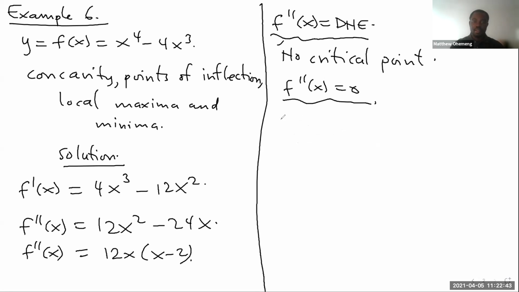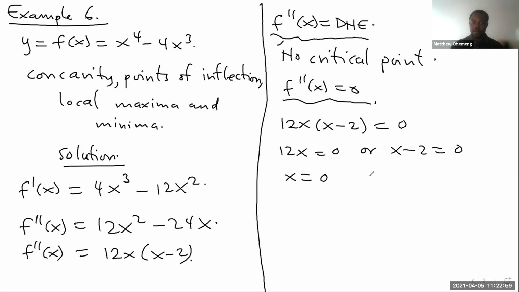For the second case, we just set F prime prime equal to 0 and solve for the critical points. We have 12x equal to 0, or x minus 2 equal to 0. So that means you get x equal to 0, or x equal to 2. These are the only 2 critical points under the F prime prime level, just 0 and 2, right?